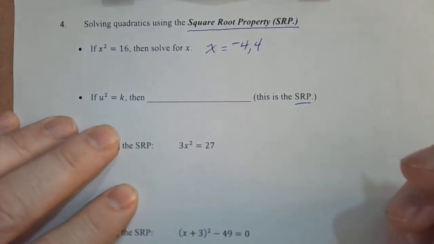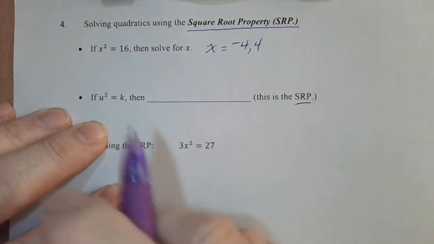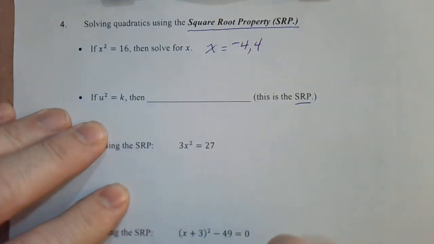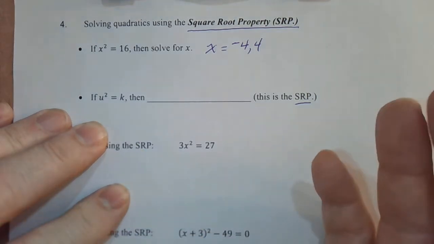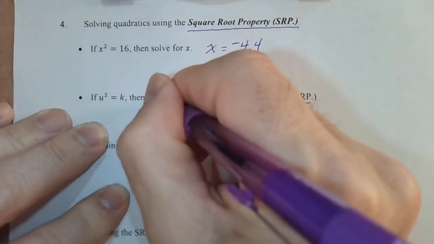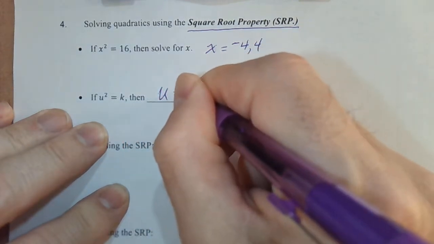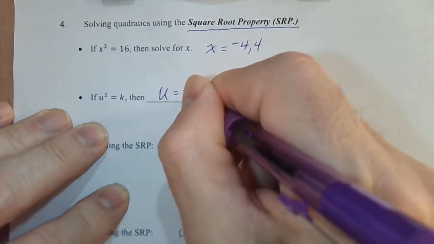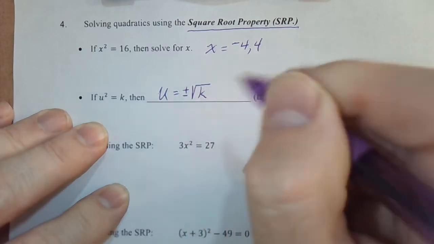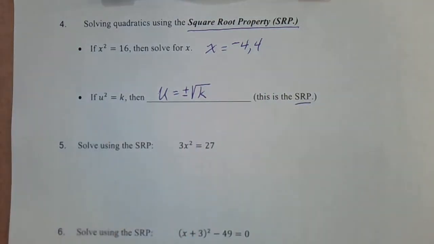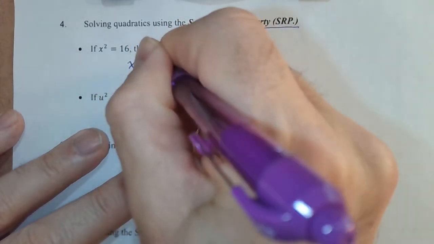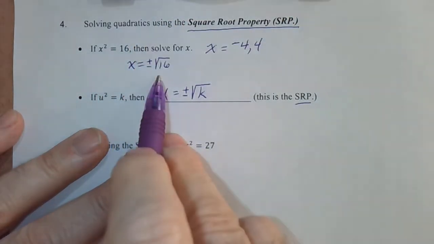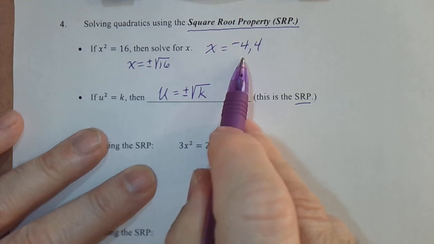I'll refer to it as SRP. Let's say k is a positive number. If u squared is equal to k, then what do we know about u if I wanted to solve for u? It would be plus or minus radical k. That is the square root property that we will use throughout this class. And really, we did just the same thing we did up here. x is equal to plus or minus radical 16, which is plus or minus 4.